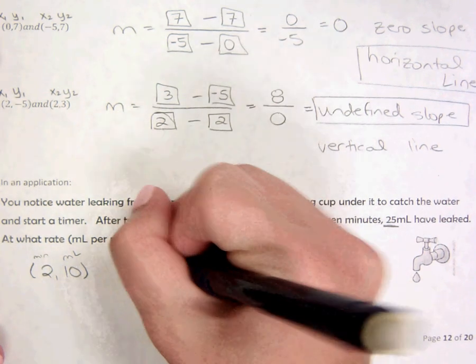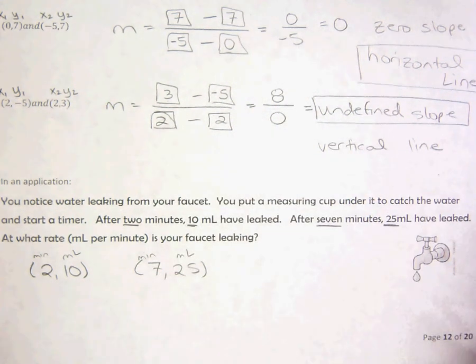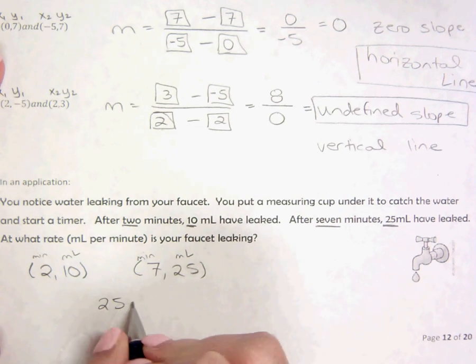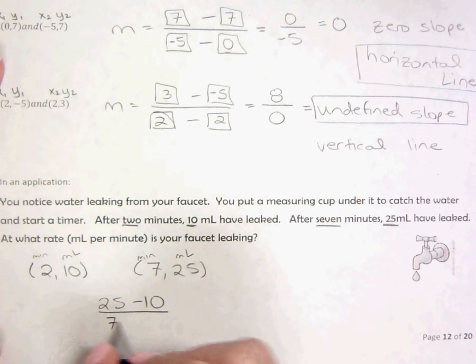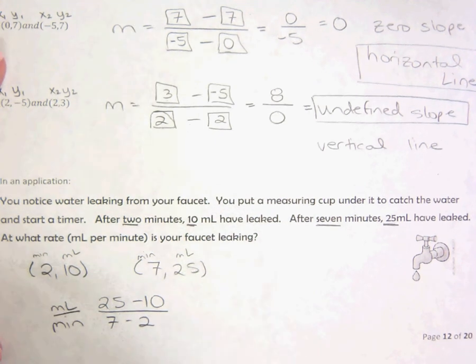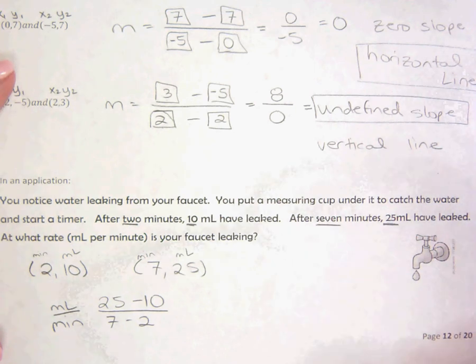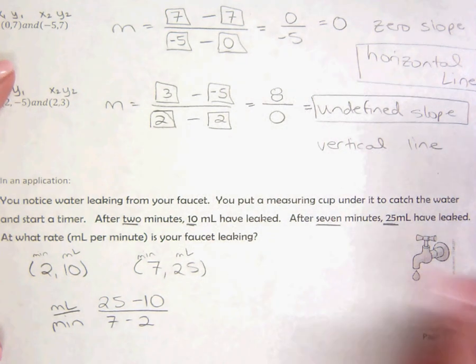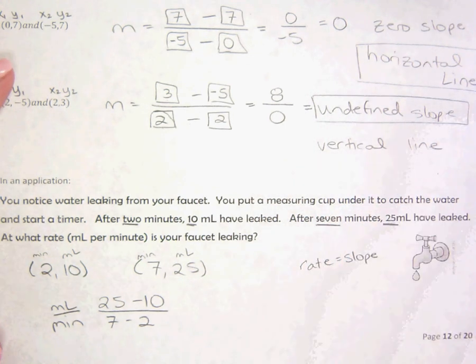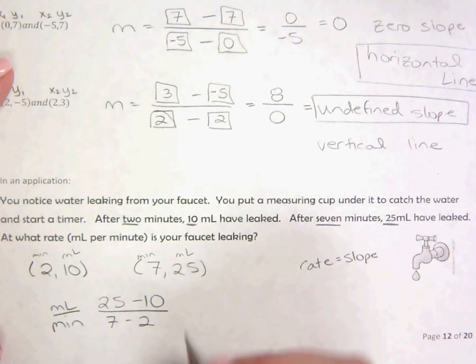Again, minutes and milliliters. Time is usually the x value. I don't want to say always, but usually the x value. And then whatever you're measuring is the y value. So we're going to find our slope. 25 minus 10 over 7 minus 2, so it's milliliters over minutes. Rates are always per time, so per minute, per second, per hour, whatever it is. A rate is the same thing as slope. Slope's another word for rate or speed. You'll learn more about that if you take a physics class.